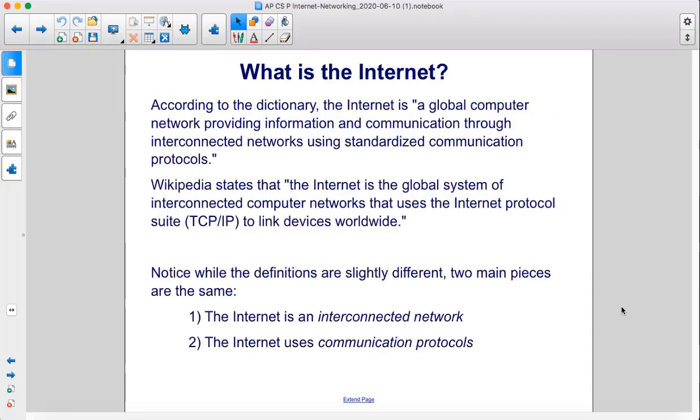According to the dictionary, the Internet is a global computer network providing information and communication through interconnected networks using standardized communication protocols. Wikipedia states that the Internet is the global system of interconnected computer networks that uses the Internet Protocol Suite, TCP/IP, to link devices worldwide. Notice, while the definitions are slightly different, two main pieces are the same. The Internet is an interconnected network, and the Internet uses communication protocols.